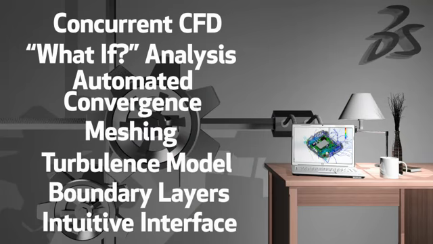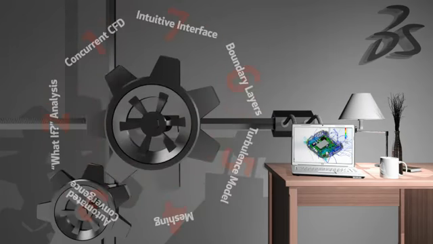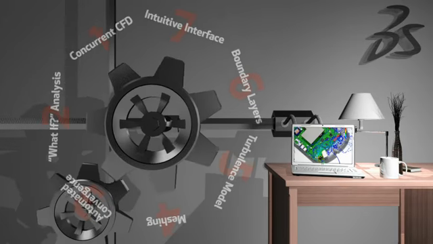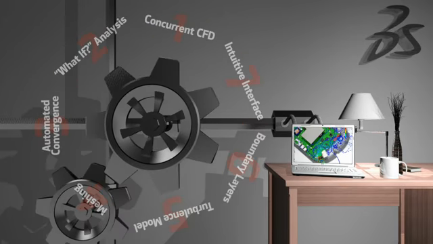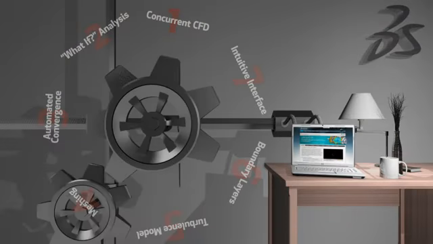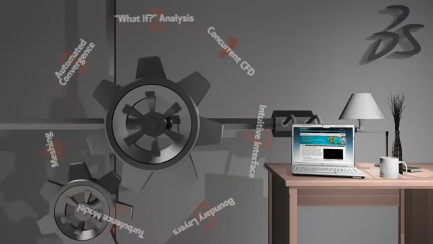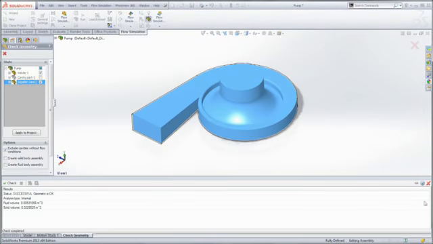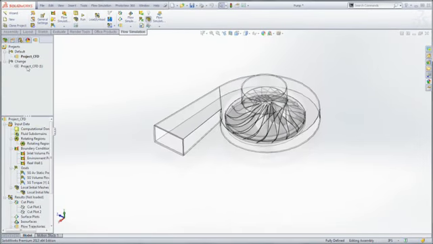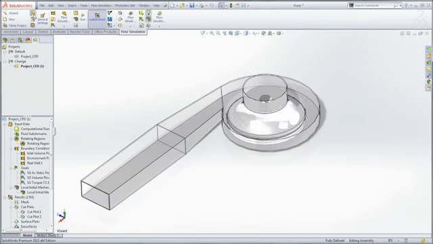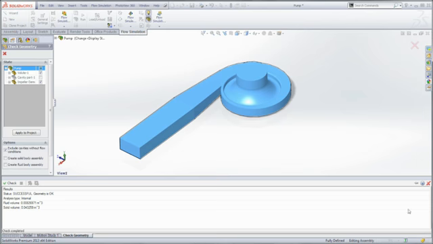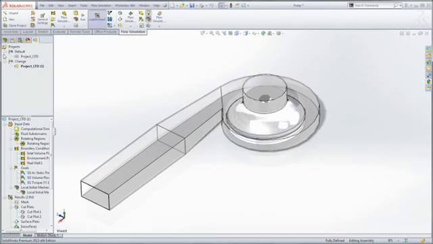SOLIDWORKS Flow Simulation enables true concurrent CFD while you design. Built on a unique combination of 7 technologies, SOLIDWORKS Flow Simulation gives you access to powerful CFD capabilities without sacrificing ease of use. True concurrent CFD is only possible within a 3D CAD environment that has eliminated the traditional barriers to CFD, such as fluid domain creation, specialist fluid knowledge, and the ordeal of meshing complex geometry.